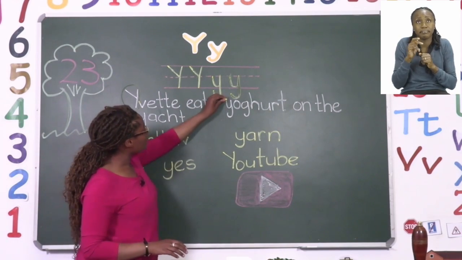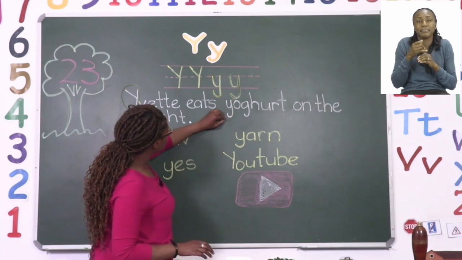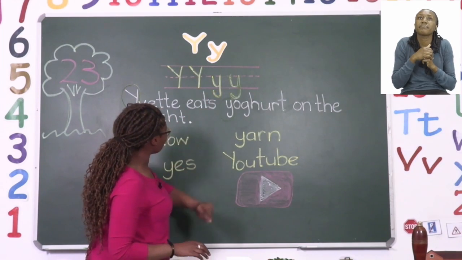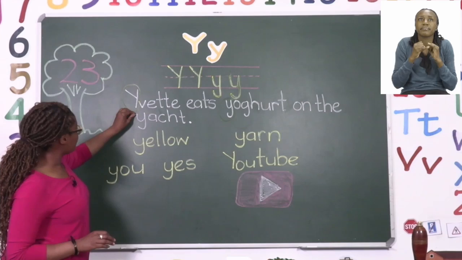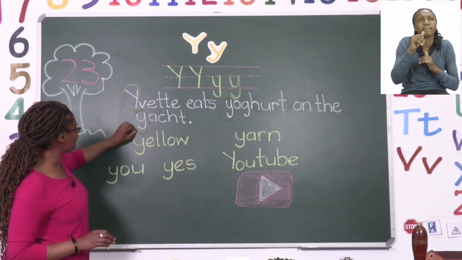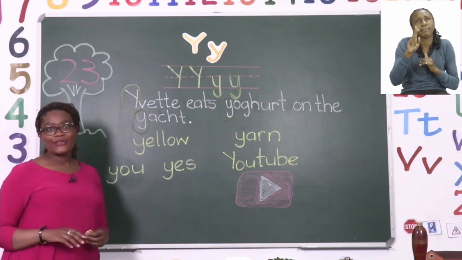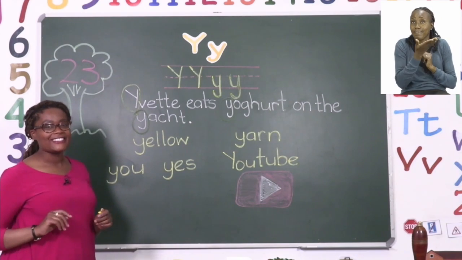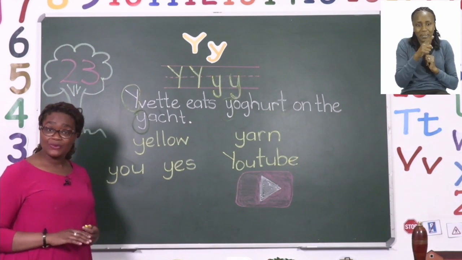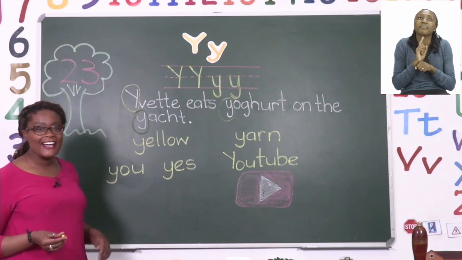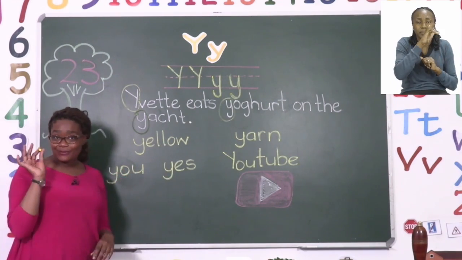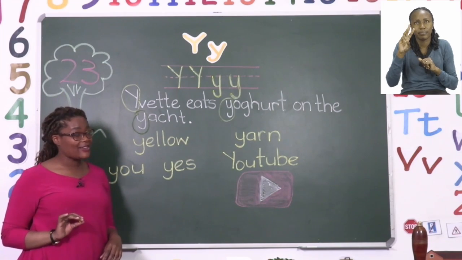Then we have the word yogurt. Yummy, yummy yogurt. And the last one is the word yacht. Yacht. Good job. So now you have found all the Y sounds. Then we have a few things that start with Y. The first thing is the color yellow. This is why I'm using my yellow chalk.